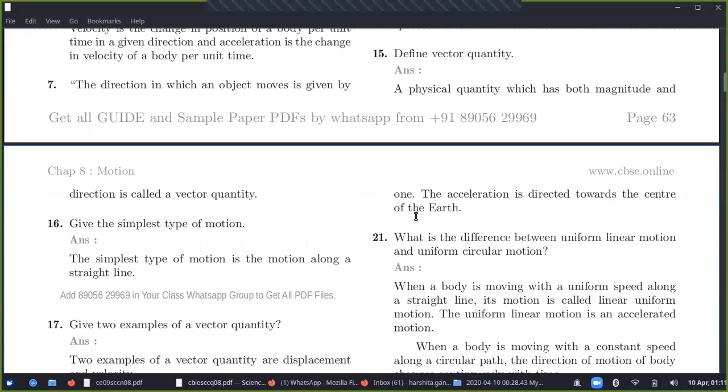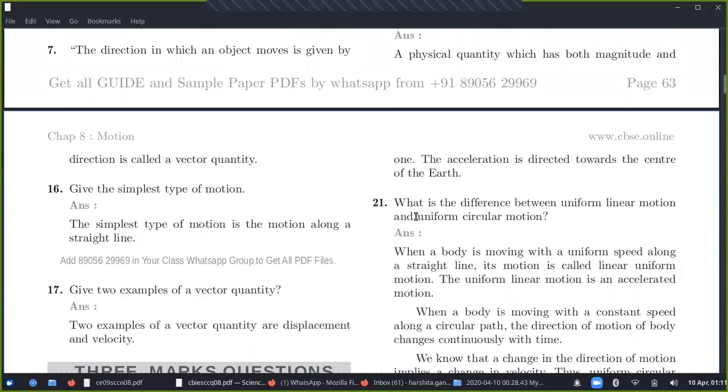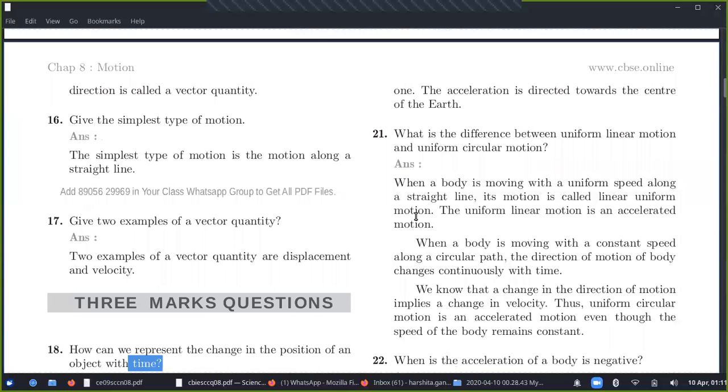Towards the center of the Earth, which is, let's say, towards the radius, along the radius that you draw for a circle. Moving to 21, what is the difference between uniform linear motion and uniform circular motion? First of all, in a uniform linear motion, the direction does not change, whereas in uniform circular motion the direction changes.